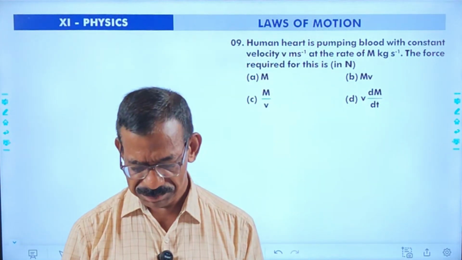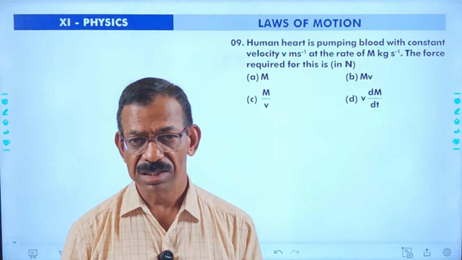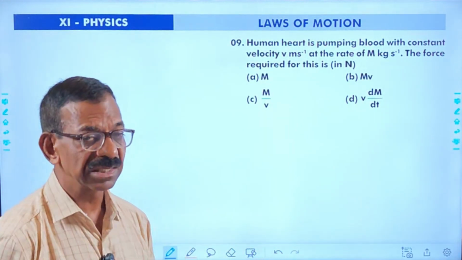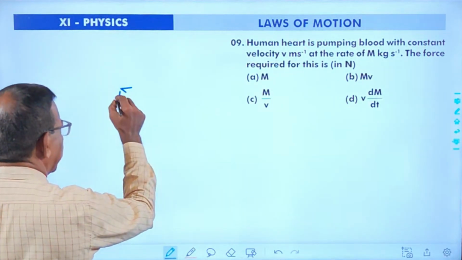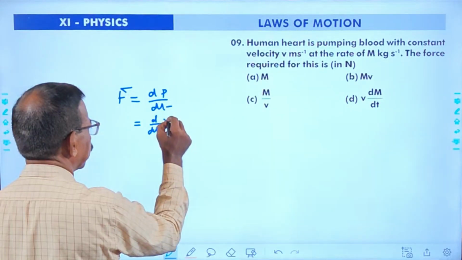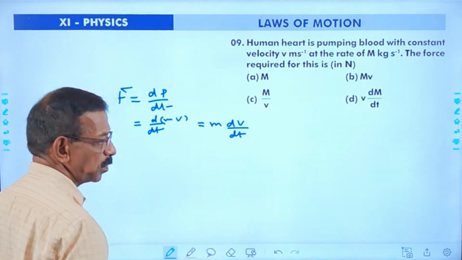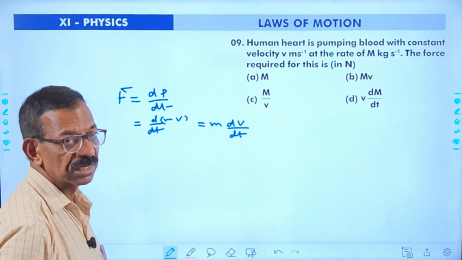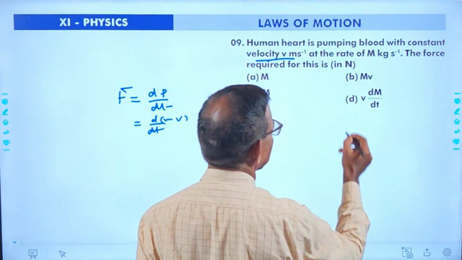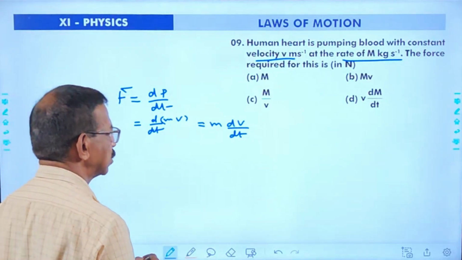Now there is question number 9. Human heart is pumping blood with a constant velocity V. There is a term I have to mention. Specify the term constant velocity at the rate of m kilogram per second. The usual equation may be like F equals dp by dt. That means d by dt of mv. Usually we will take it as m into dv by dt. This is because in these cases mass is constant while velocity may change with the time. Here it is not so. With a constant velocity at the rate of m kilogram per second, that is mass is changing.